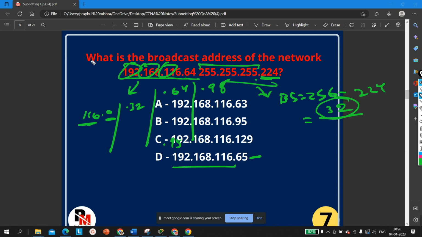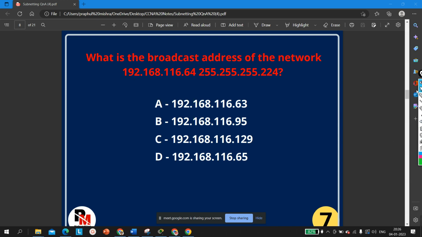So the question is, first of all, this IP 192.168.116.0, so we are talking about this network. Am I right? What will be the broadcast ID of this network? 95. So which option is right? B. Tell me, is it clear? Yes, sir. Got it.